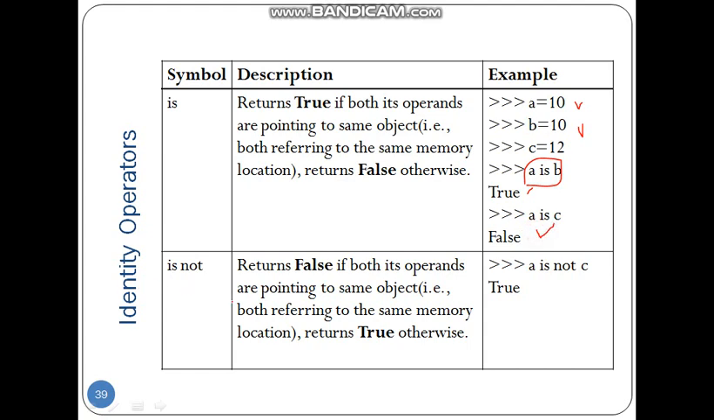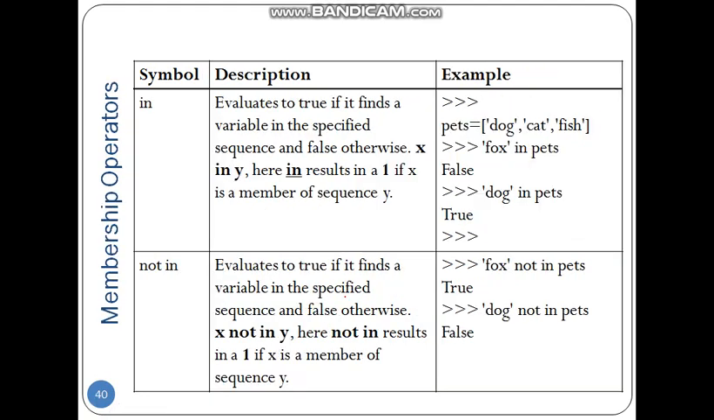Now is not is just the opposite of is. A is not C. A is 10, C is 12. So it is checking A is not C. So that is correct. So it is giving a true value. So these are the identity operators.